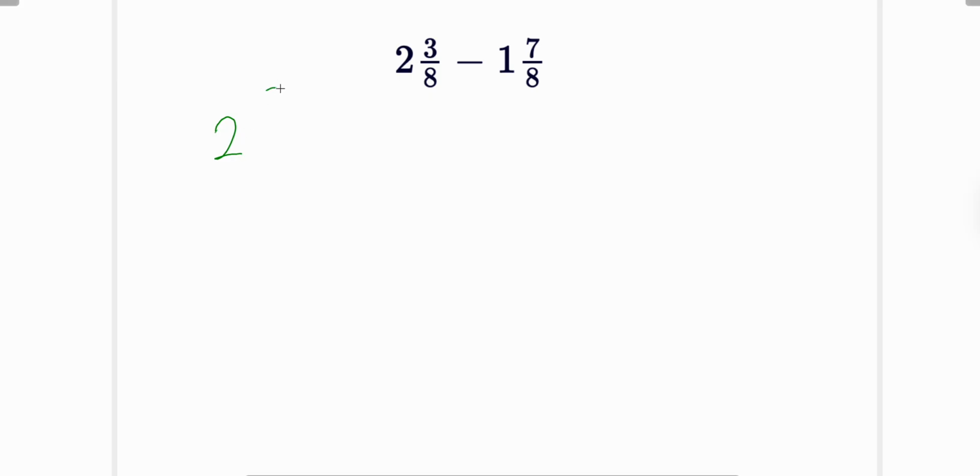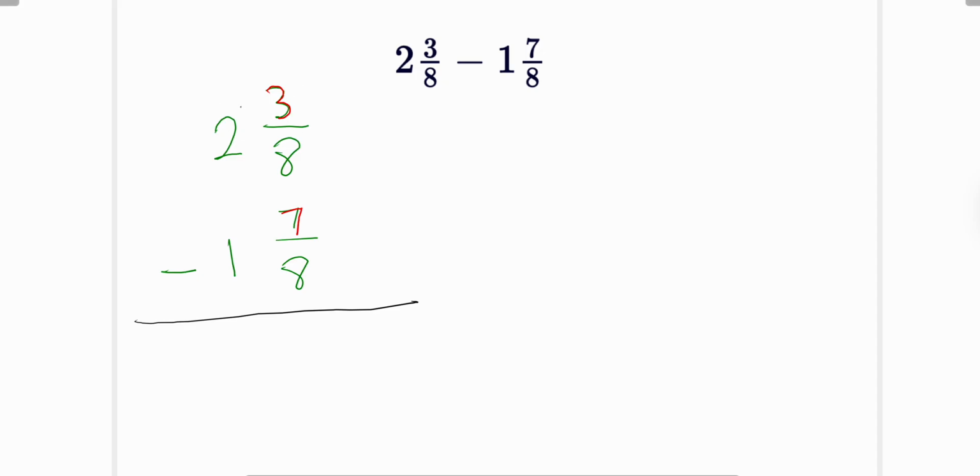2 and 3/8 minus 1 and 7/8. Okay, so let's make this in red, because I cannot do 3 minus 7, and that becomes a problem. Okay, because I need to subtract this. So just like you borrow normally when you subtract, over here we're going to do the same thing. We're going to be borrowing from the whole.